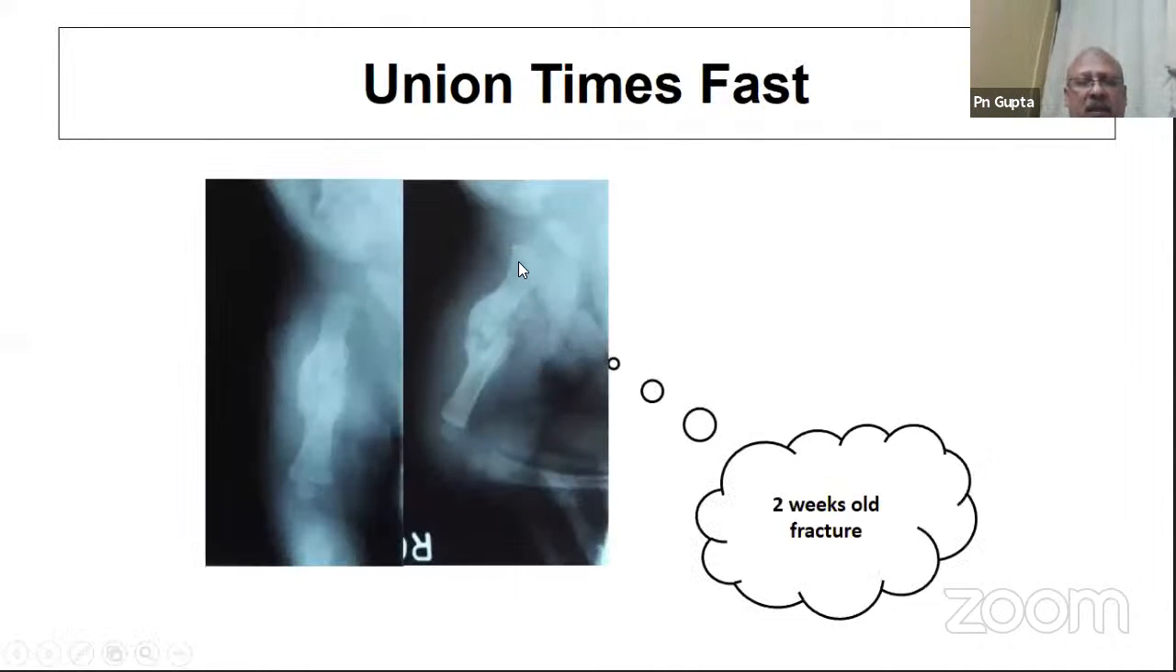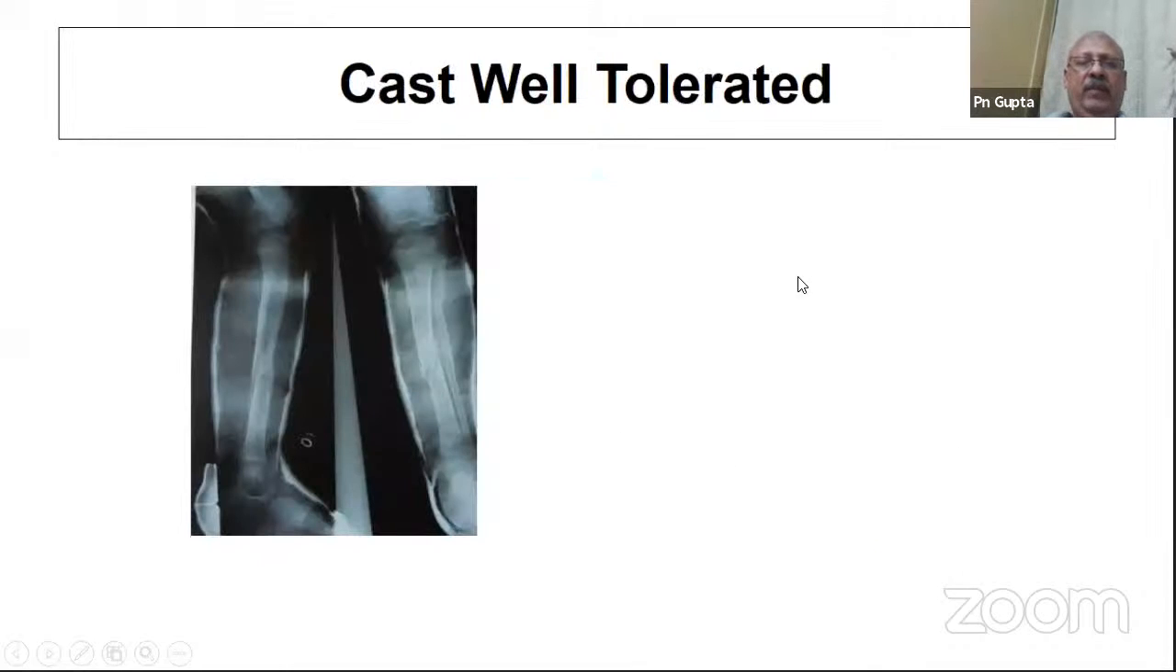So this is a child with a birth injury, and at 2 weeks, see the amount of callus. I'm sure nobody will see this callus in an adult situation. So union times are very, very fast. The younger the child, the faster the union time. The casts are well tolerated, and if you see this both bones fracture in a child, closed reduction and casting has been done, but you will rarely see such a situation in adults.